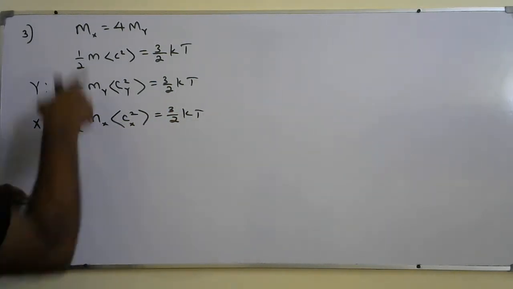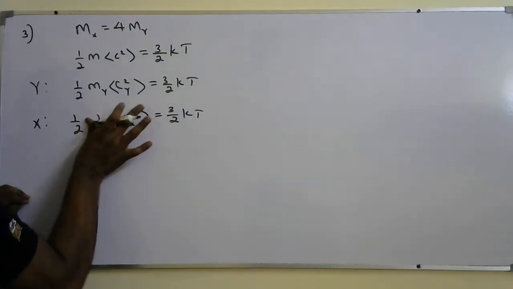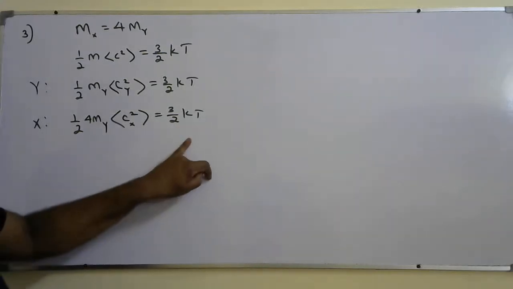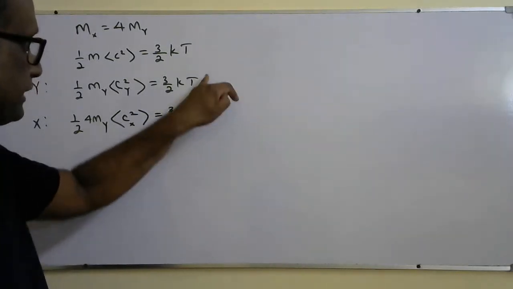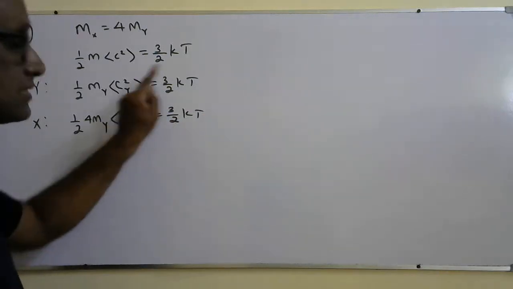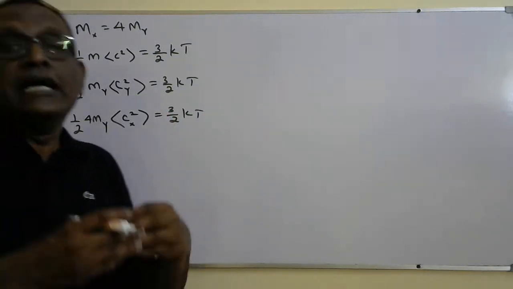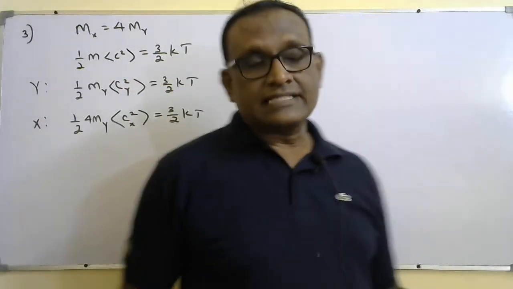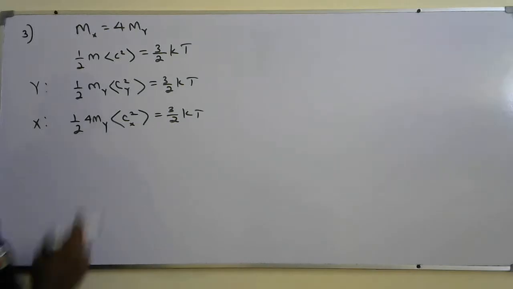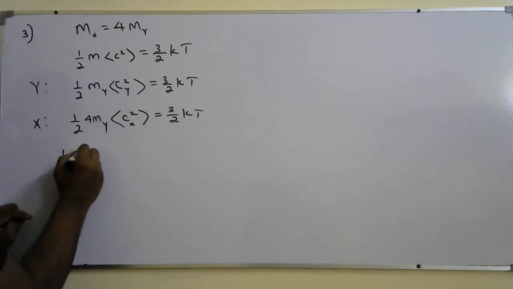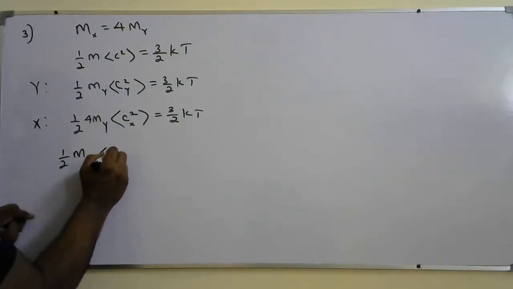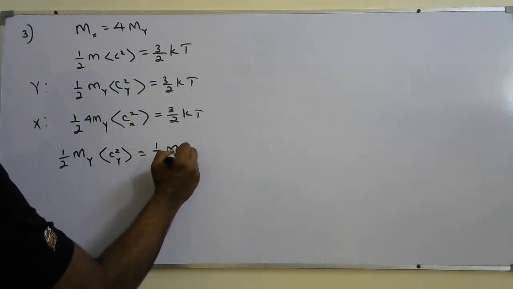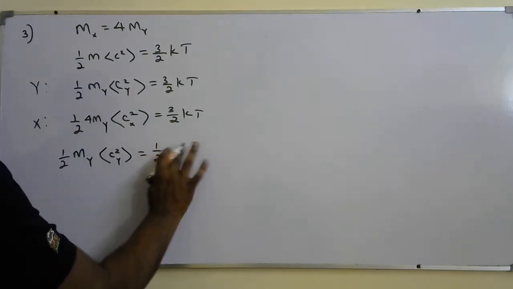But instead of mx, I can write 4my. So I will replace this by 4my, equal to 3 by 2 kT. Both gases are at the same temperature, so the average kinetic energy of both gases is the same. The average kinetic energy of a molecule of X and of a molecule of Y are the same. Therefore, the left side should be the same: half my cy squared equals half, with mx being 4 times my, times cx squared.